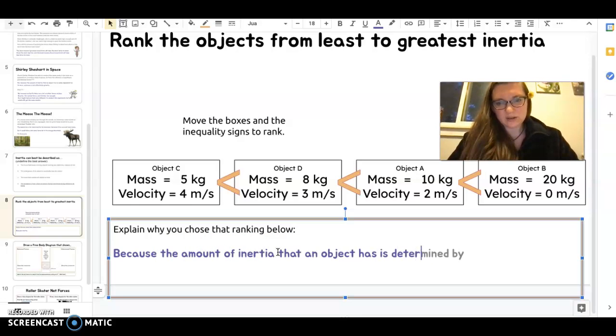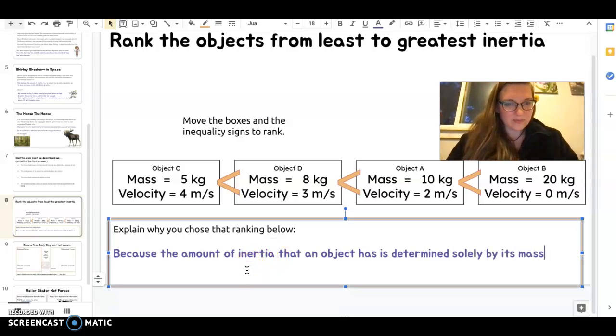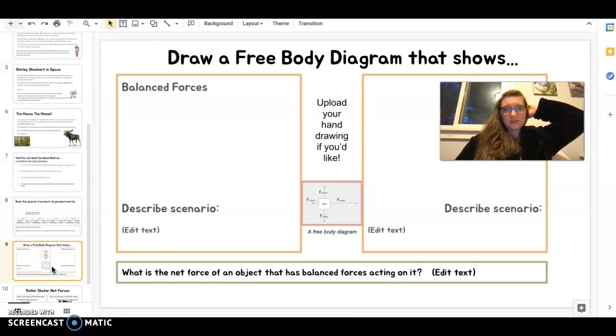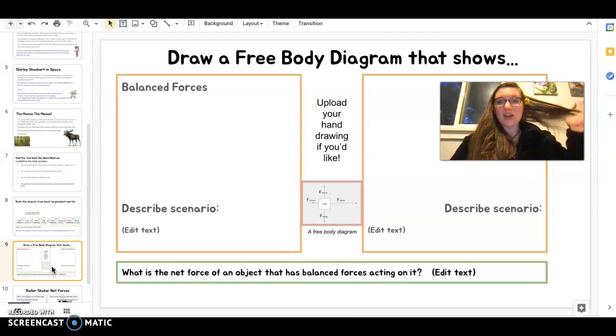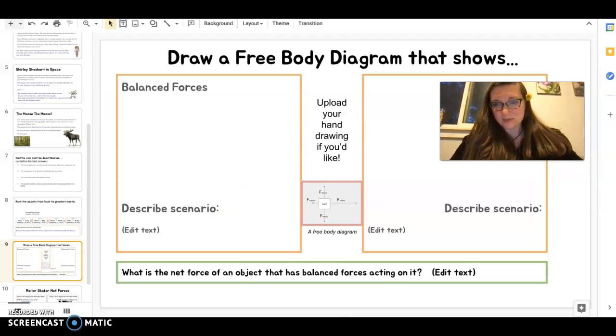Is determined solely by its mass. Okay, so next one. Draw a free body diagram that shows balanced forces and unbalanced forces.